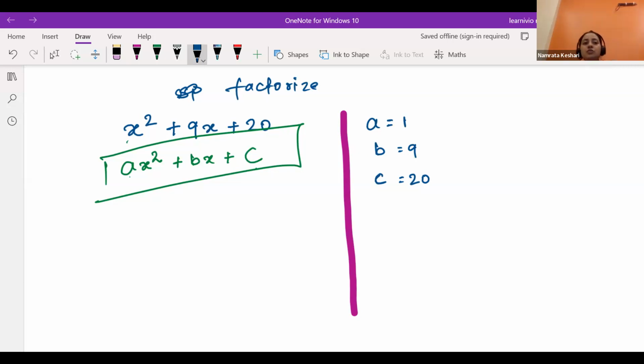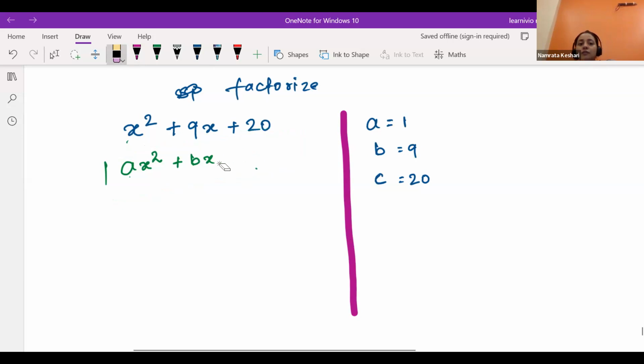Okay, so first, whatever polynomial will be given, if it is in the format of a quadratic polynomial, that is ax square plus bx plus c, the standard form. If our polynomial looks like that, that means splitting the middle term is possible. Now we will think about what is a, what is b, what is c.